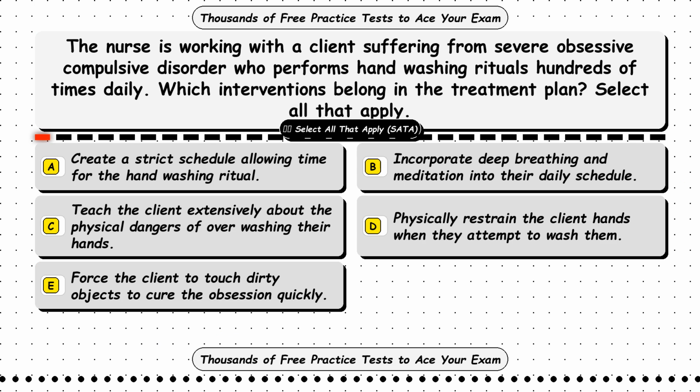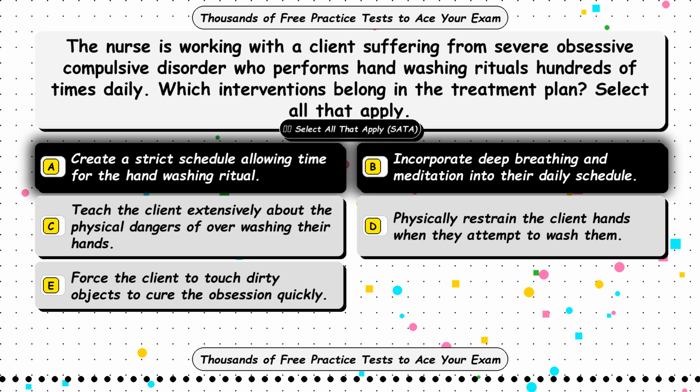Question 67. The nurse is working with a client suffering from severe obsessive-compulsive disorder who performs hand-washing rituals hundreds of times daily. Which interventions belong in the treatment plan? Select all that apply. Option A, create a strict schedule allowing time for the hand-washing ritual. Option B, incorporate deep breathing and meditation into their daily schedule. Option C, teach the client extensively about the physical dangers of overwashing their hands. Option D, physically restrain the client's hands when they attempt to wash them. Option E, force the client to touch dirty objects to cure the obsession quickly.